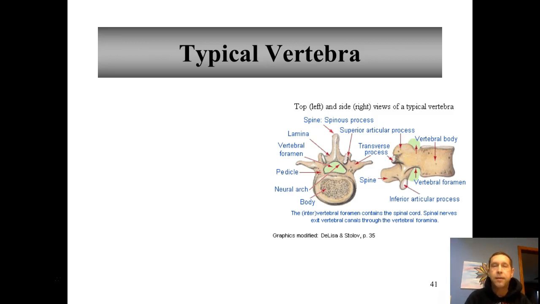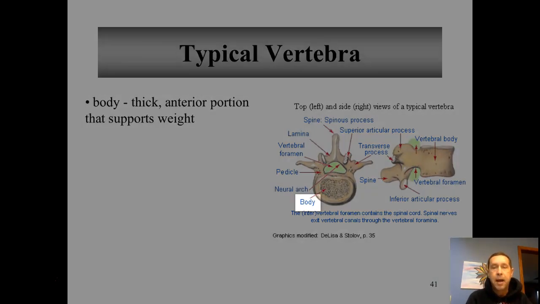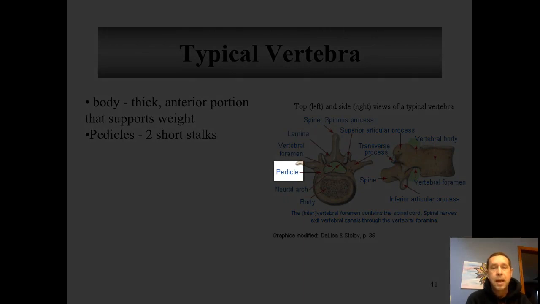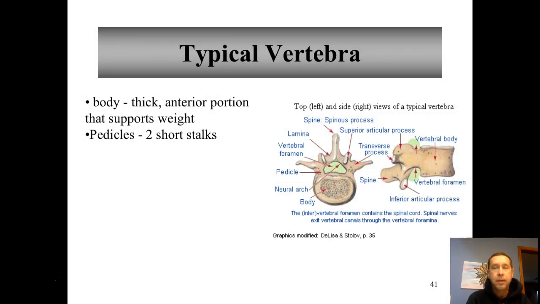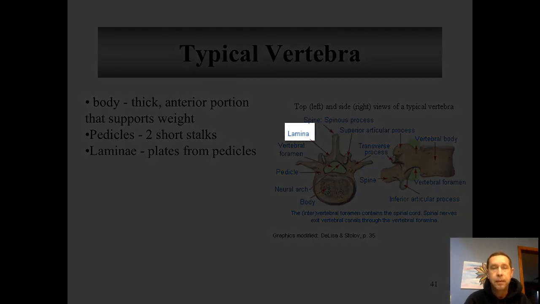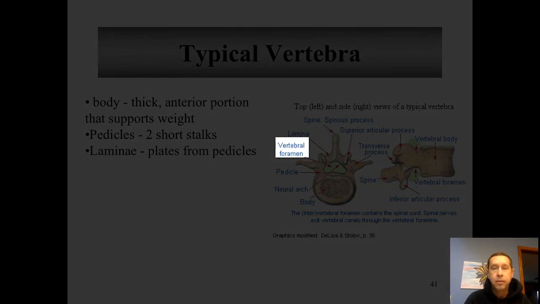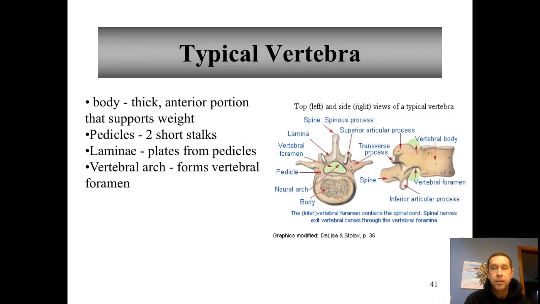So let's talk about the parts of a vertebra. The body, which you can see here in the diagram, is the thick anterior portion that supports the weight and transmits the weight down to the pelvic region and then to the legs. The 2 short stalks that connect one vertebra to the next are called pedicles. The lamina are plates that project from the pedicles, and together the pedicles and the lamina form the vertebral arch, which encloses the vertebral foramen, which is the pathway that the spinal cord travels through.